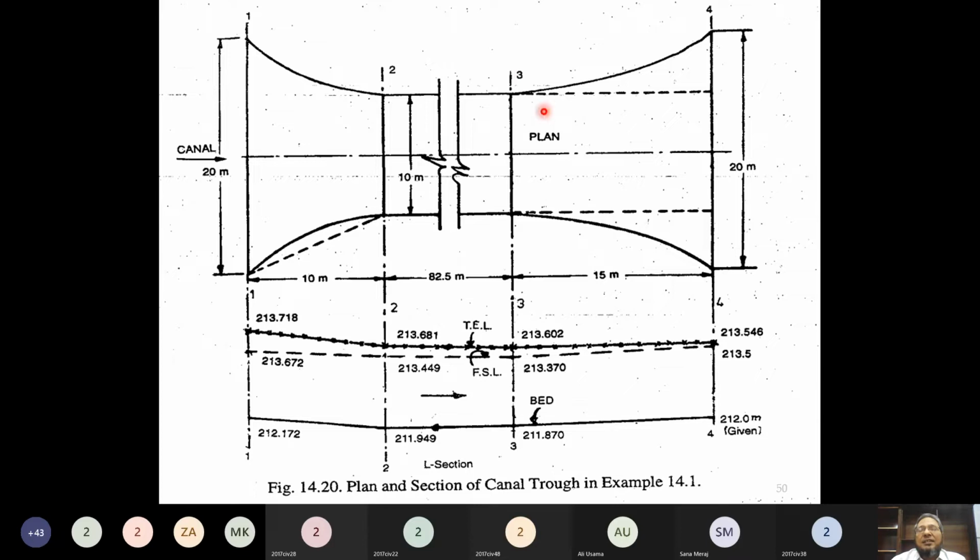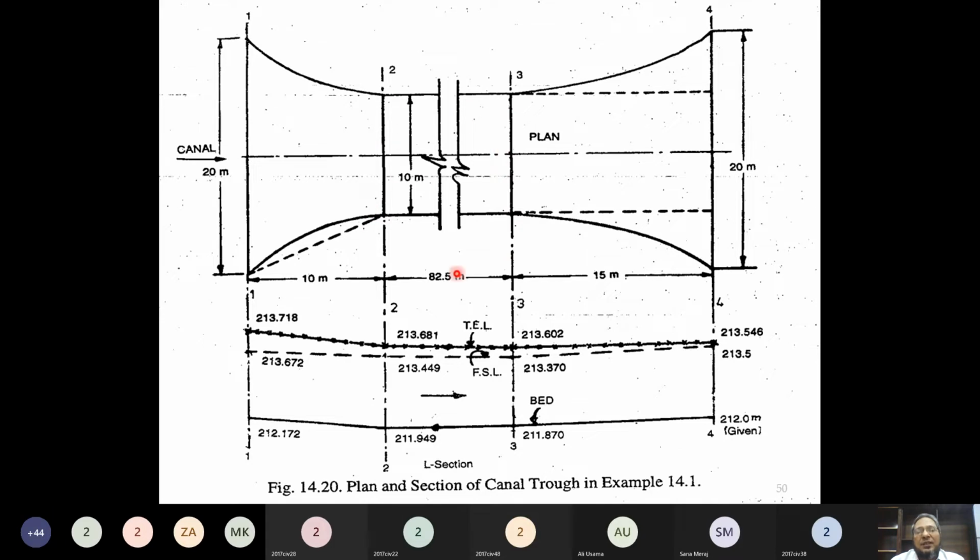Yes, I have to add the head loss from section 2 to section 3. If I know the level of the total energy line at section 3, how can I compute the level of the energy line at section 2? I have to add the total head loss.